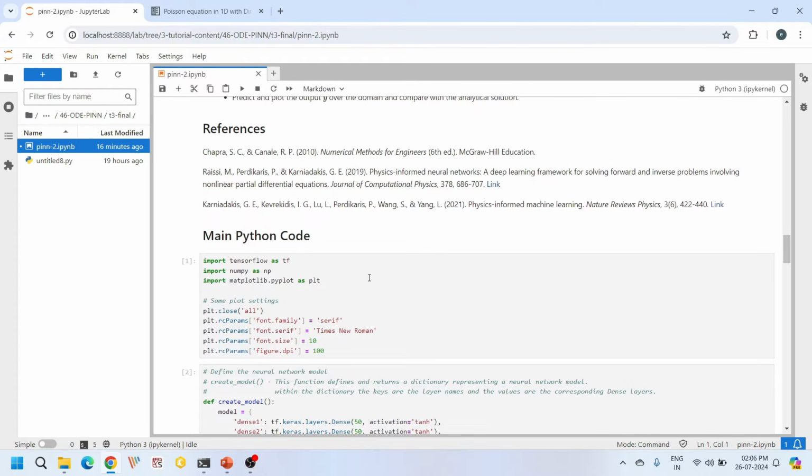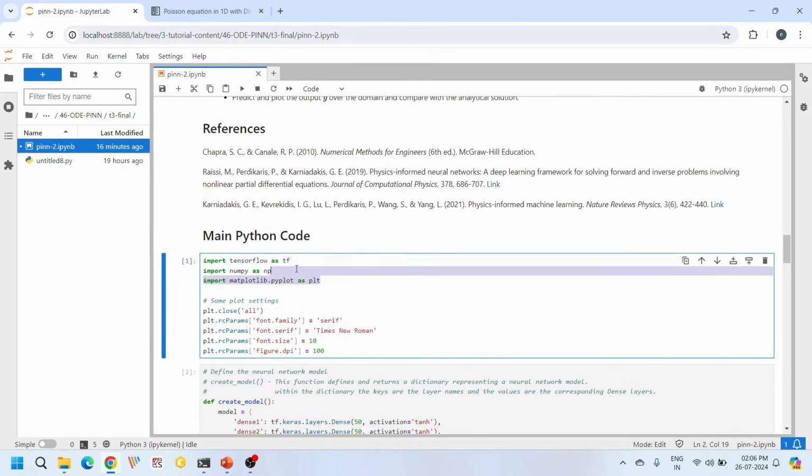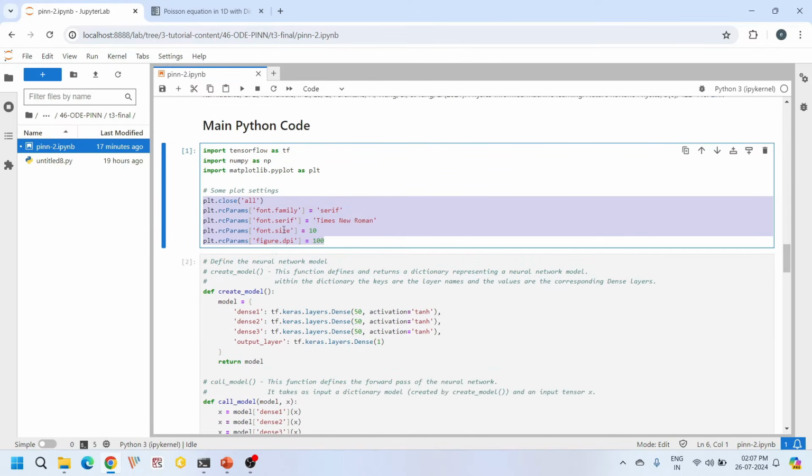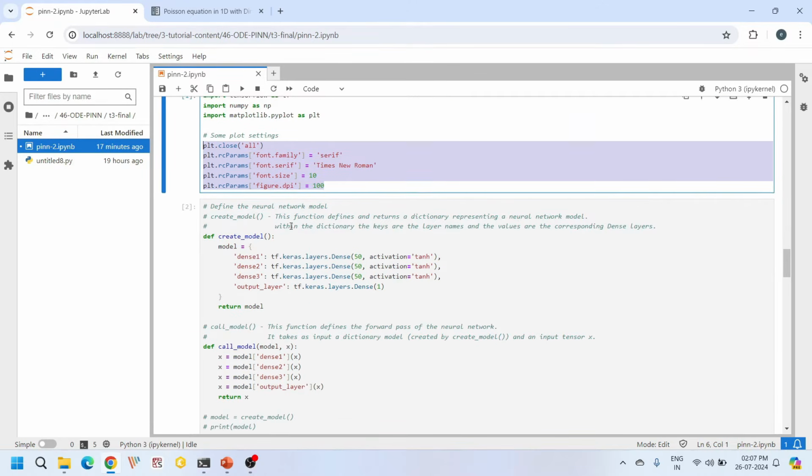Let's dive into the code. So here we are importing three libraries. The first one is the TensorFlow and the NumPy and Matplotlib library. So this TensorFlow we use for developing the neural network, and these two are libraries used for manipulating the array and vector operations and for plotting purposes. These are some plot control settings I'm using. So if you want, you can change these settings to your liking.